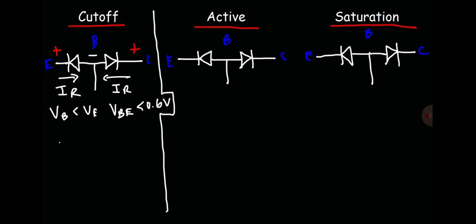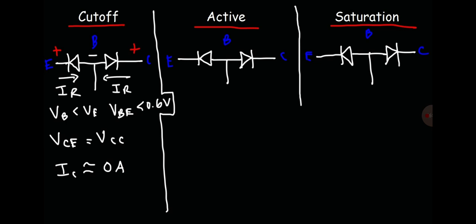Now let me draw a line to separate these regions. During the cutoff region, VCE is approximately equal to the collector supply voltage, and the collector current is approximately 0 amps. You might get a small collector current depending on the voltage, but if it is there, it's going to be nanoamps. It's very, very close to 0. Next, we have the active region.